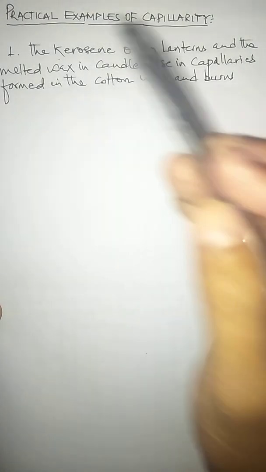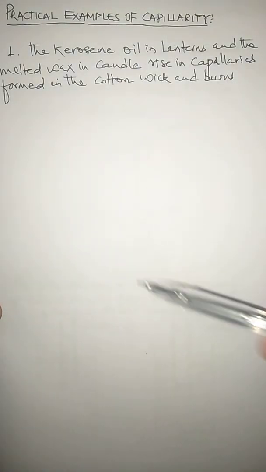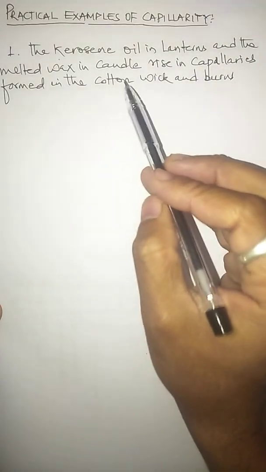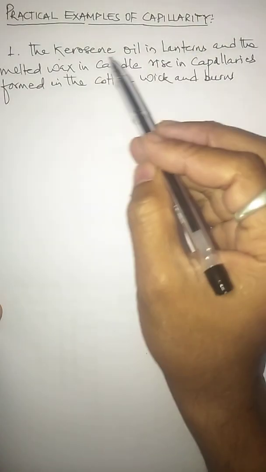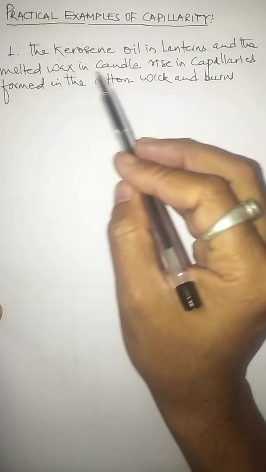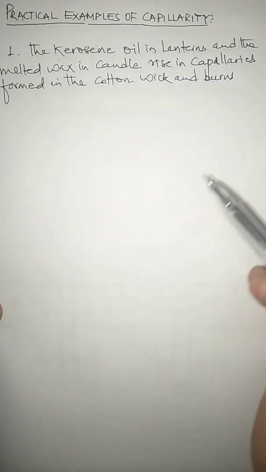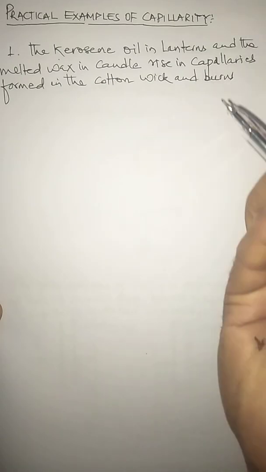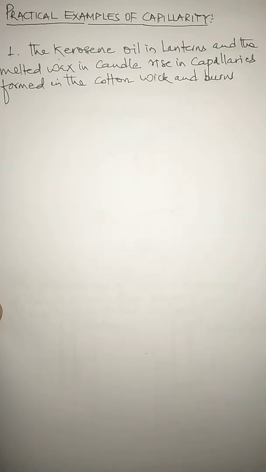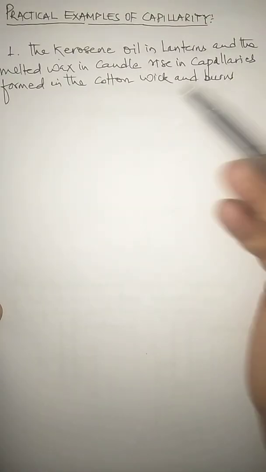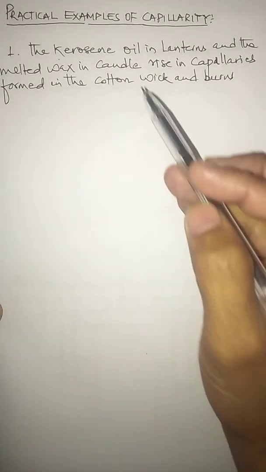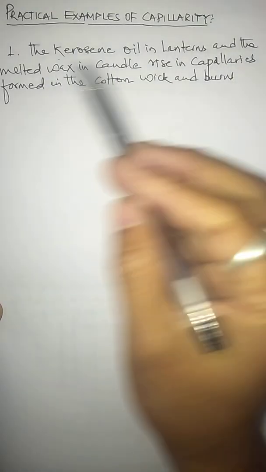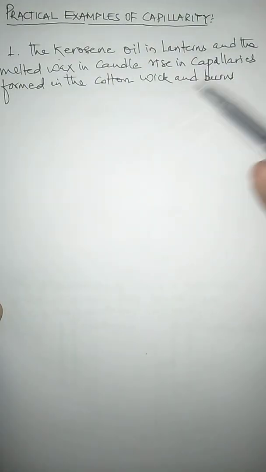And due to this continuous rise of the kerosene oil and melted wax, there is a continuous burn of what? The cotton wick in the lantern and the candle. And due to this, what happens? The kerosene oil helps the lantern to give light by the burning of the cotton wick. Similarly, the continuous burn of the candle is due to the melted wax, which also rises in capillaries.